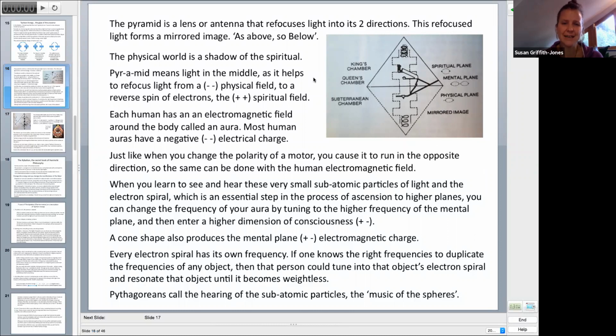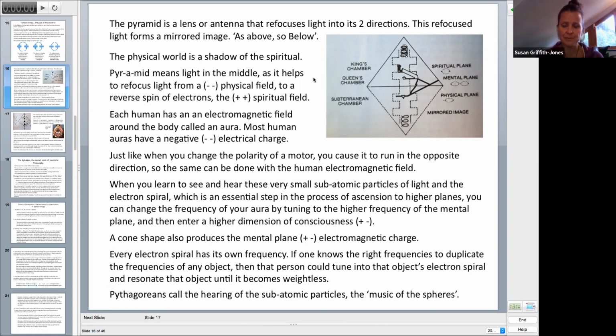And each human has, as you know, an electromagnetic field around the body called an aura, and most human auras have a negative electrical charge, which is related to the physical plane. But just like when you change the polarity of a motor, you cause it to run in the opposite direction, so the same can be done with the human electromagnetic field, and this is where the pyramid helps us to do this. So when you learn to see and hear these very small subatomic particles of light and the electron spiral, which is an essential step in the process of ascension to higher planes, you can then change the frequency of your own aura by tuning to the higher frequency of the mental plane and then enter a higher dimension of consciousness, the mental plane, at that point.